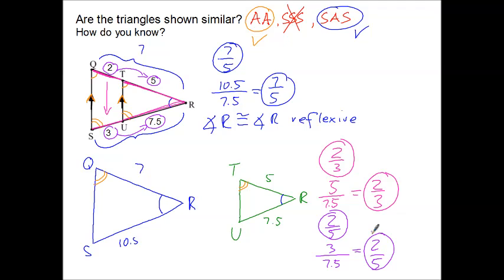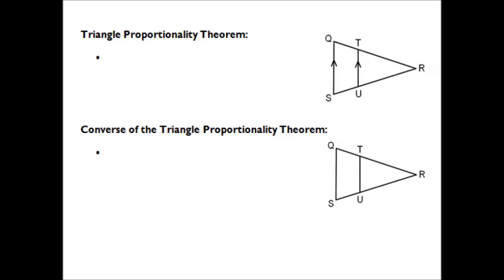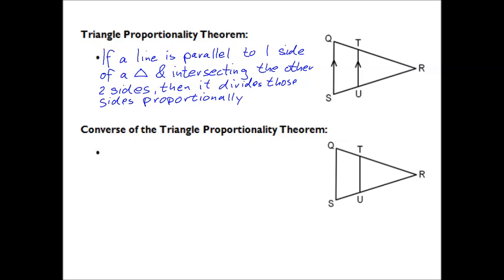So let's go ahead and write this down, because there's a theorem, the triangle proportionality theorem, that is the basis of what we just found out. And here's how it goes. The triangle proportionality theorem states that if a line is parallel to one side of a triangle and intersecting the other two sides, let me mark these things, parallel to one side of a triangle and intersecting the other two sides, then it divides those sides proportionally.